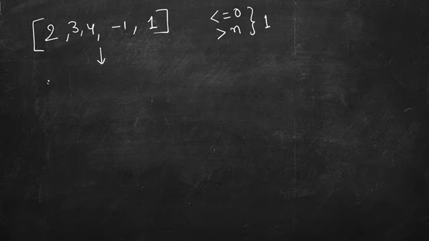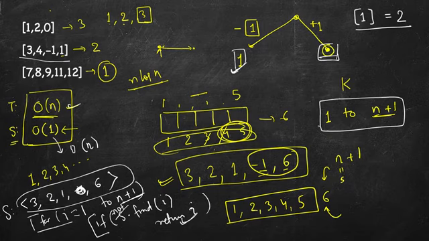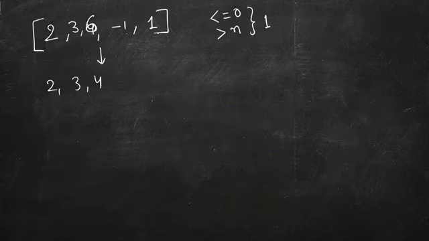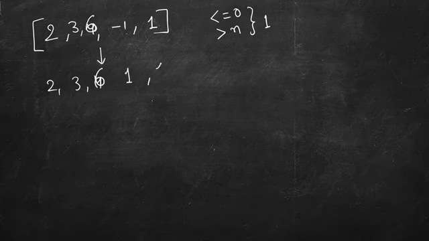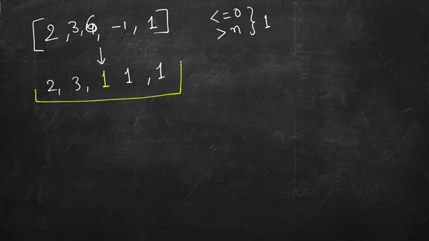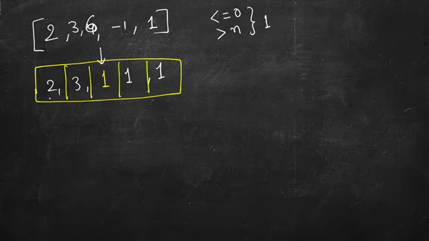So now what will happen? 2, 3, 4, or let's add a 6 here, make it 6. 2, 3, 6, minus 1, 1. So this is 6, this is 1, this is 1. In fact, this is also 1 because this is more than 5. Now we have size of 5. And one of these numbers are missing from 1 to 6.